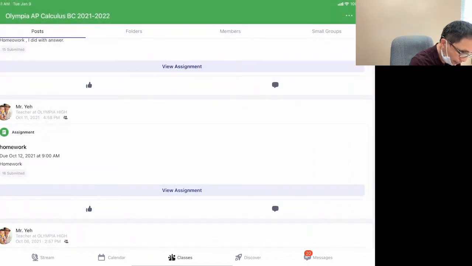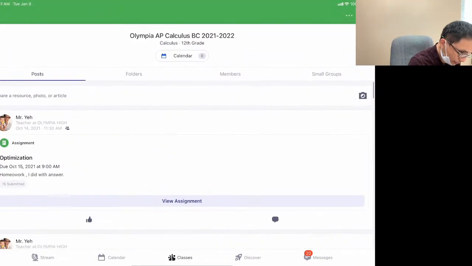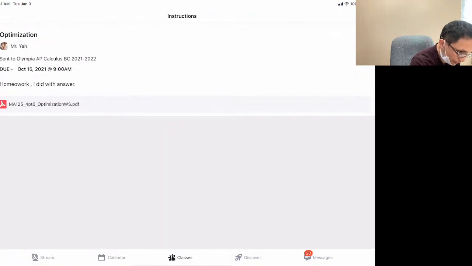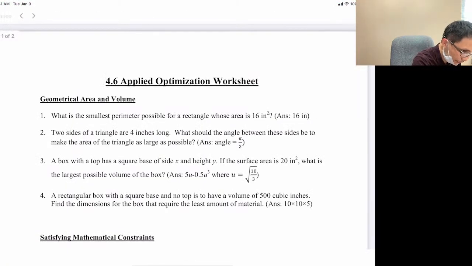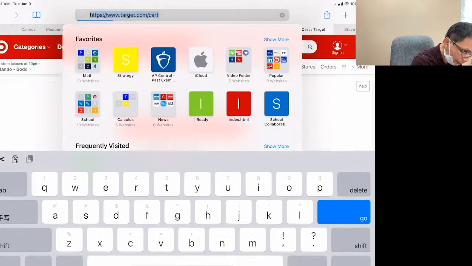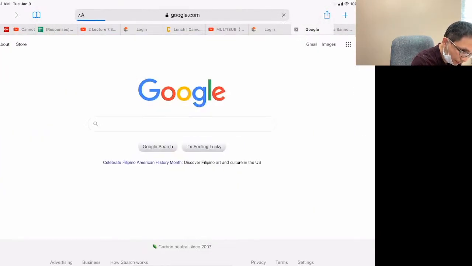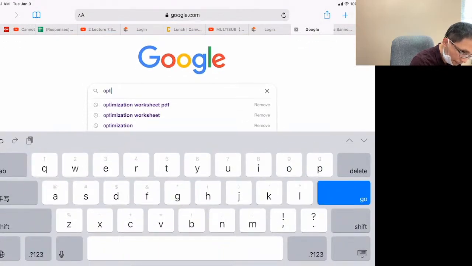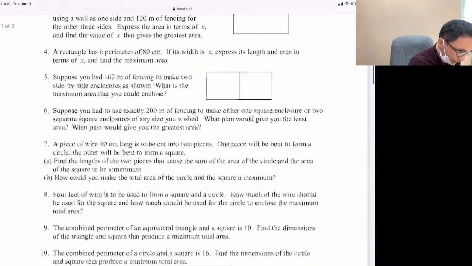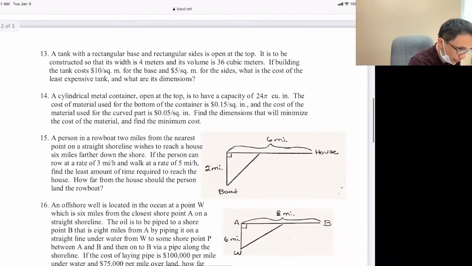Wait, where's the cost one? Number 14. The optimization worksheet. Number 14? No, that's not the one I'm looking for. Okay, so I'm going to look up here. So a good question is, we talk about number 10. You can do a 14? Yeah.